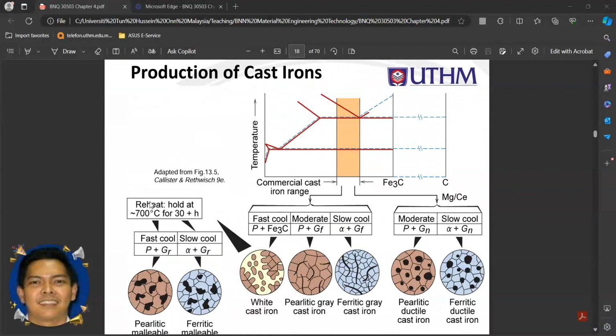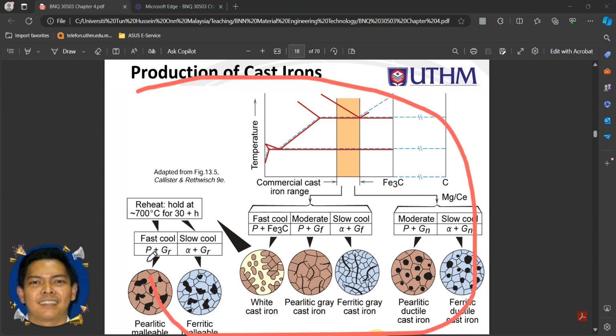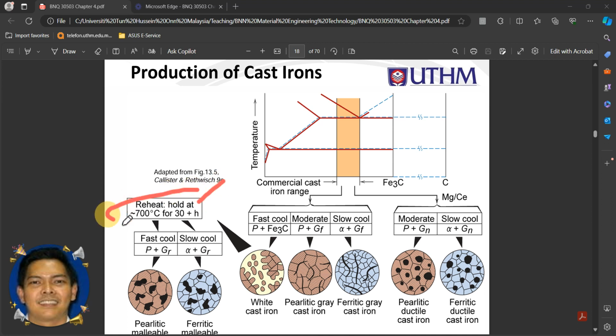Production of cast iron. Okay, this diagram shows you how the production of cast iron occurs, and how the microstructure of the cast iron looks according to the processing temperature. Whether it's processed at high temperature, about 700 degrees Celsius for 30 hours, and then further processed with fast cooling or slow cooling.